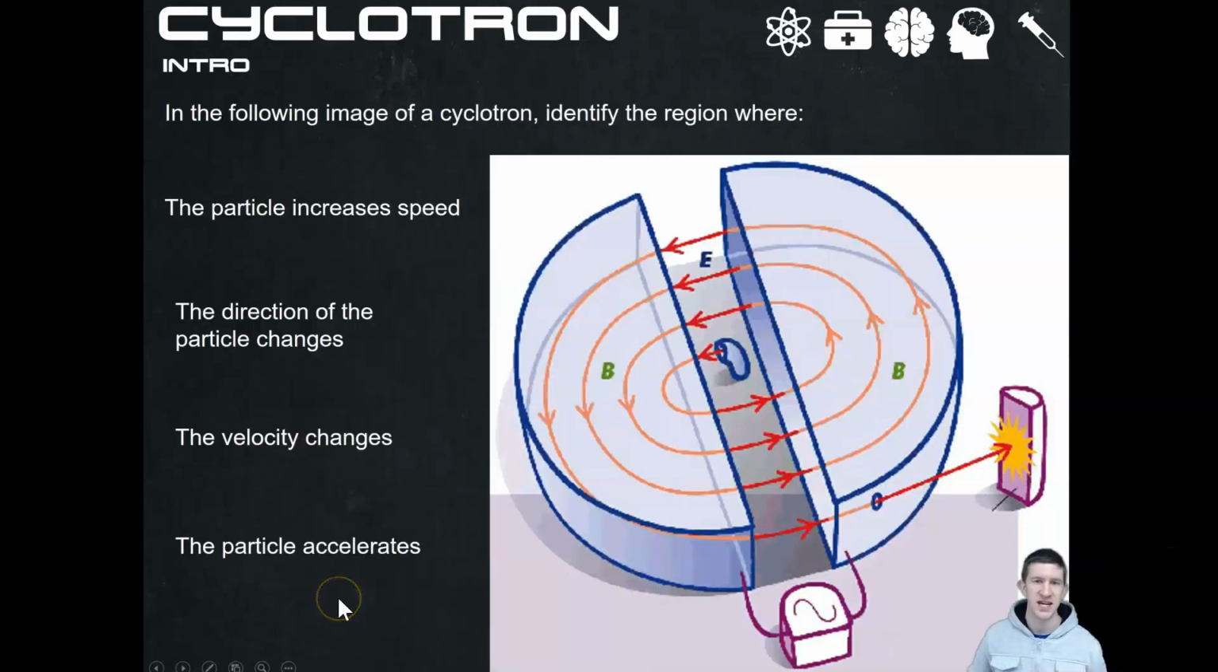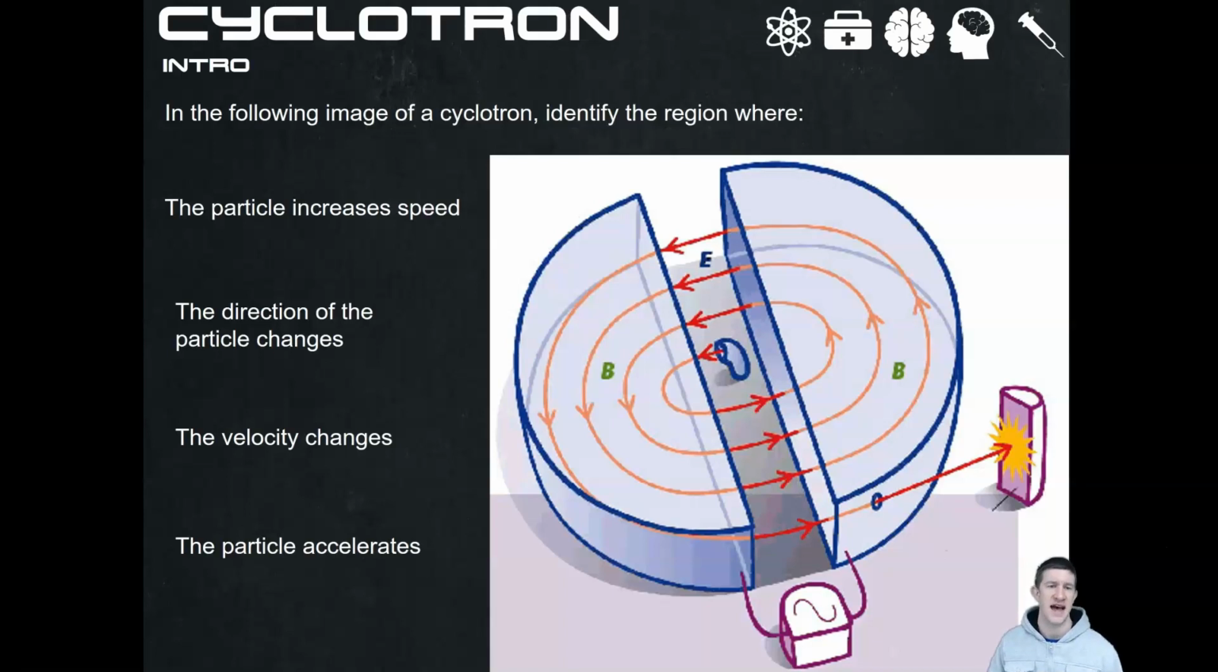In this picture, you're expected to be able to identify the region where the particle increases speed, where the direction of the particle changes, and where the velocity changes, as well as being able to explain where the particle accelerates. So have a go at this. See if you can pinpoint which of these points would match up with this description.